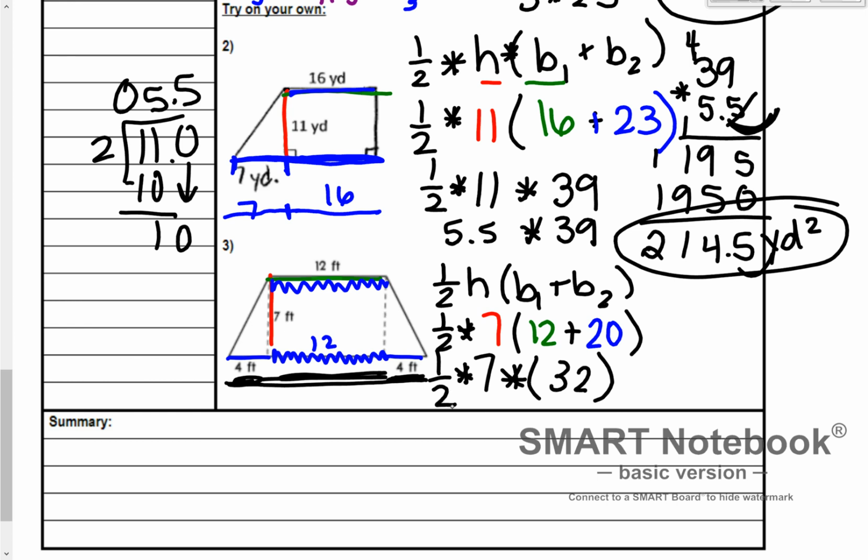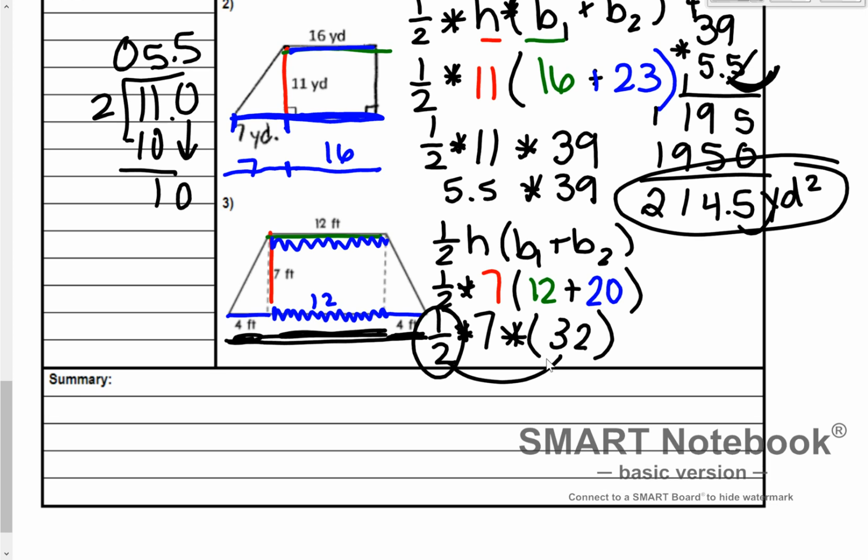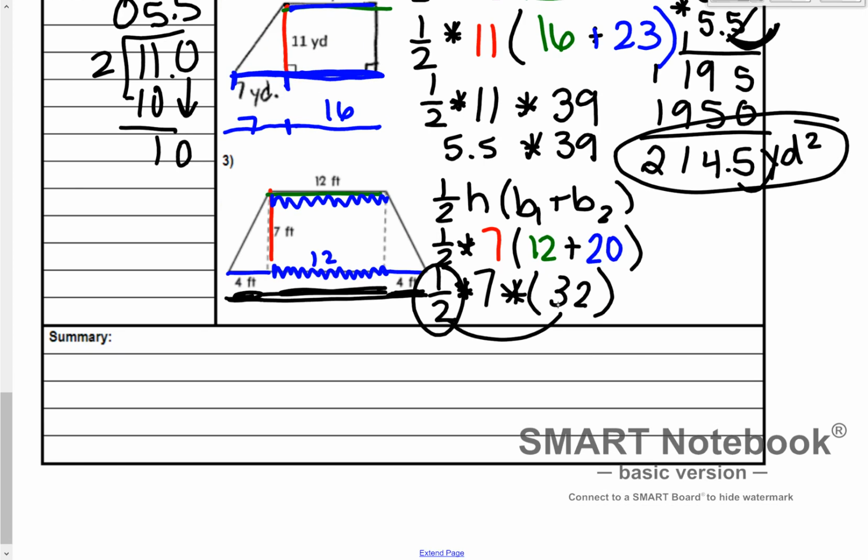Now here's something that I'm going to show you that you can do to help you out. You could do 1/2 of 7, get 3.5, and multiply 32 times 3.5. Totally fine. You can also take 1/2 of any number. So instead of taking 1/2 of 7, I can take 1/2 of 32. Since 32 is an even number, it's going to make sure that I don't have to use decimals. So I'll take 1/2 of 32. I know that that is 16. So now I can do 16 times 7. When I stack those up, I will get 112 feet squared.